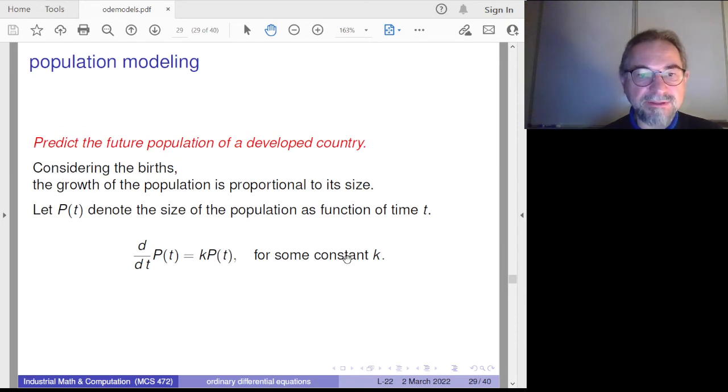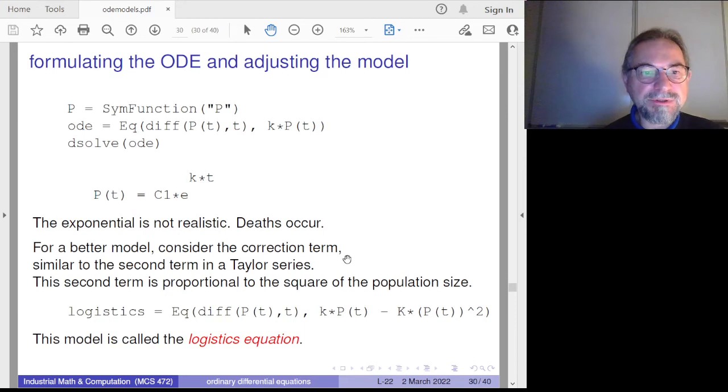So we have at the left the change in the population. The population size as a function of time is our big P, and the independent variable is time. So we have at the left our derivative, and at the right we have the size multiplied with some constant k. Sounds like a reasonable model. So let's solve it and formulate it.